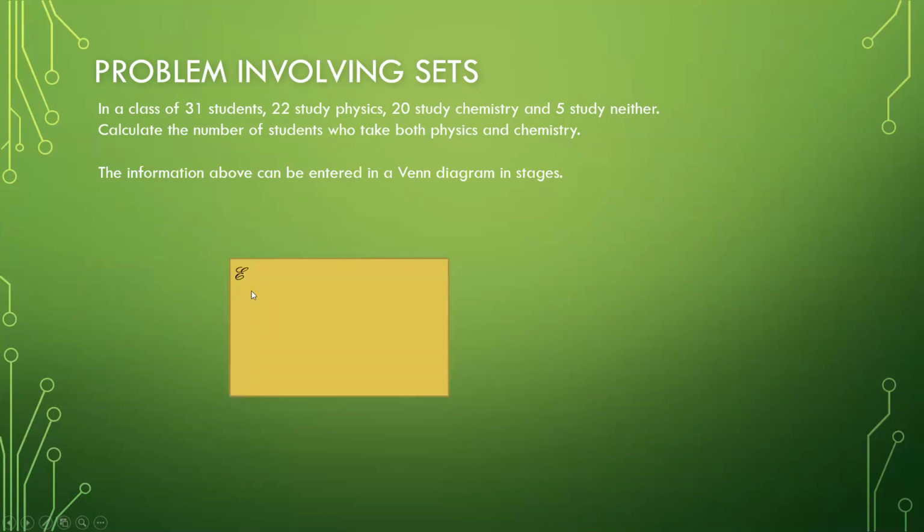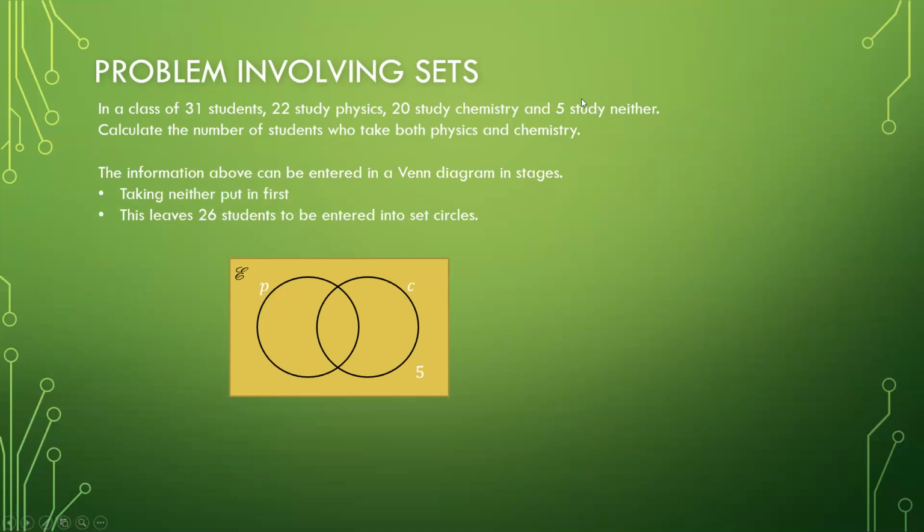Let's say we draw a Venn diagram first. This rectangle represents the whole thing, which is 31, with epsilon E here. And then we draw 2 circles to represent physics and chemistry, right? P and C. And then those taking neither, we put outside first. 5 of them are not taking both of them, so I put them outside. Then that will leave 26 students because 31 minus 5 you get 26, and then I put X as an unknown value, which is the number taking both subjects. I don't know how many.